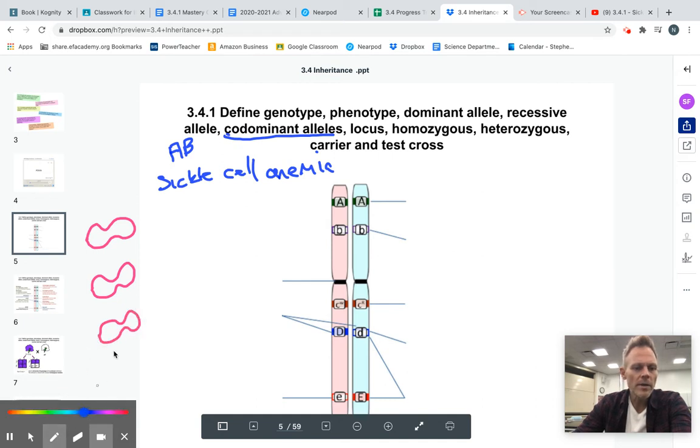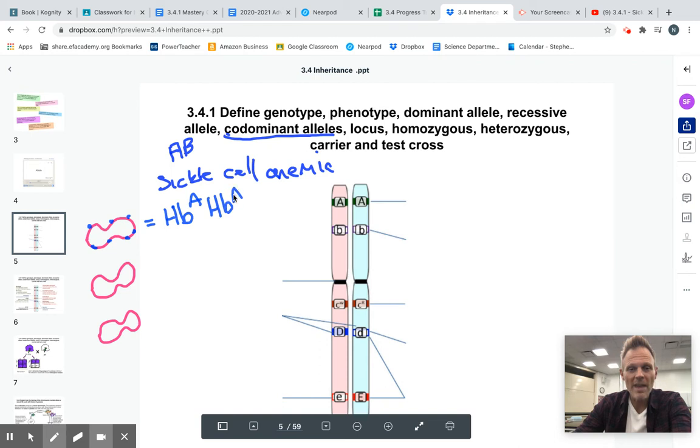So one would be a situation where you had all healthy, non-mutated red blood cells. In this situation, you've inherited a healthy form from your mom and a healthy form from your dad. So the notation we use is HB, and we use the letter A for healthy. So this is healthy.